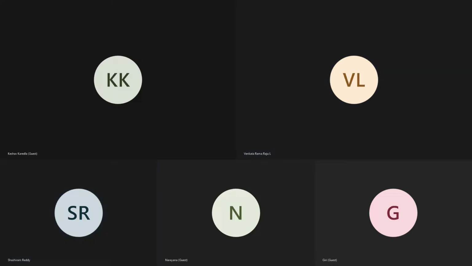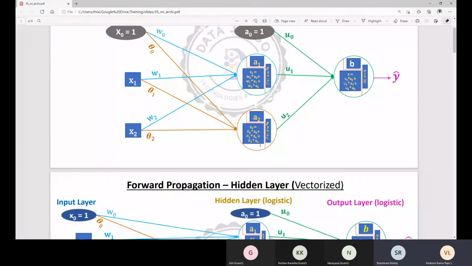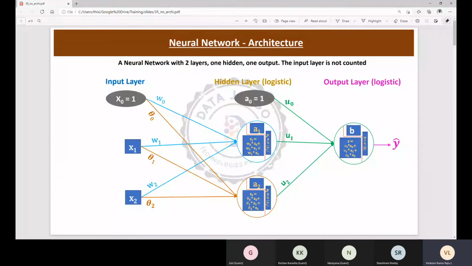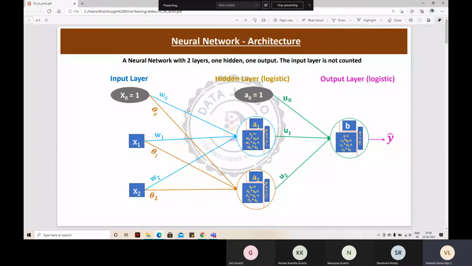Sir, are you sharing the screen? Oh, okay. Visible, right? Yes or no? Give me one second. Okay.